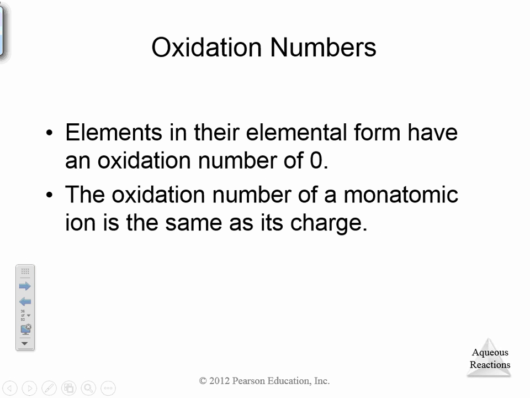If we look at oxidation numbers, elements in their elemental form have an oxidation number of 0. If I ask you what's the oxidation number of sulfur in its elemental form, it's 0. Sodium by itself in its elemental form is a solid, so it's 0.